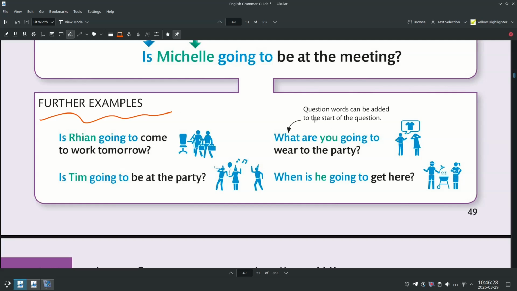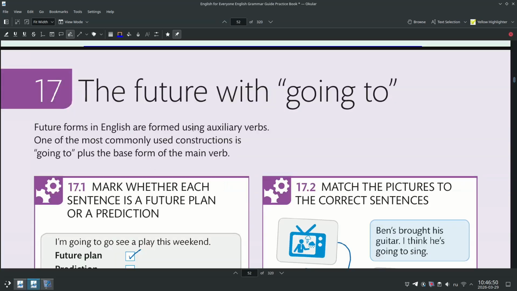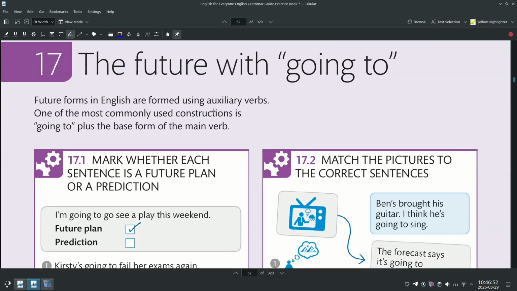Also pay attention that we can use question words to start our question. Question word takes the first position, then we have to be, our subject, and going to with the base form of the verb. Let's have some practice. Future with going to.